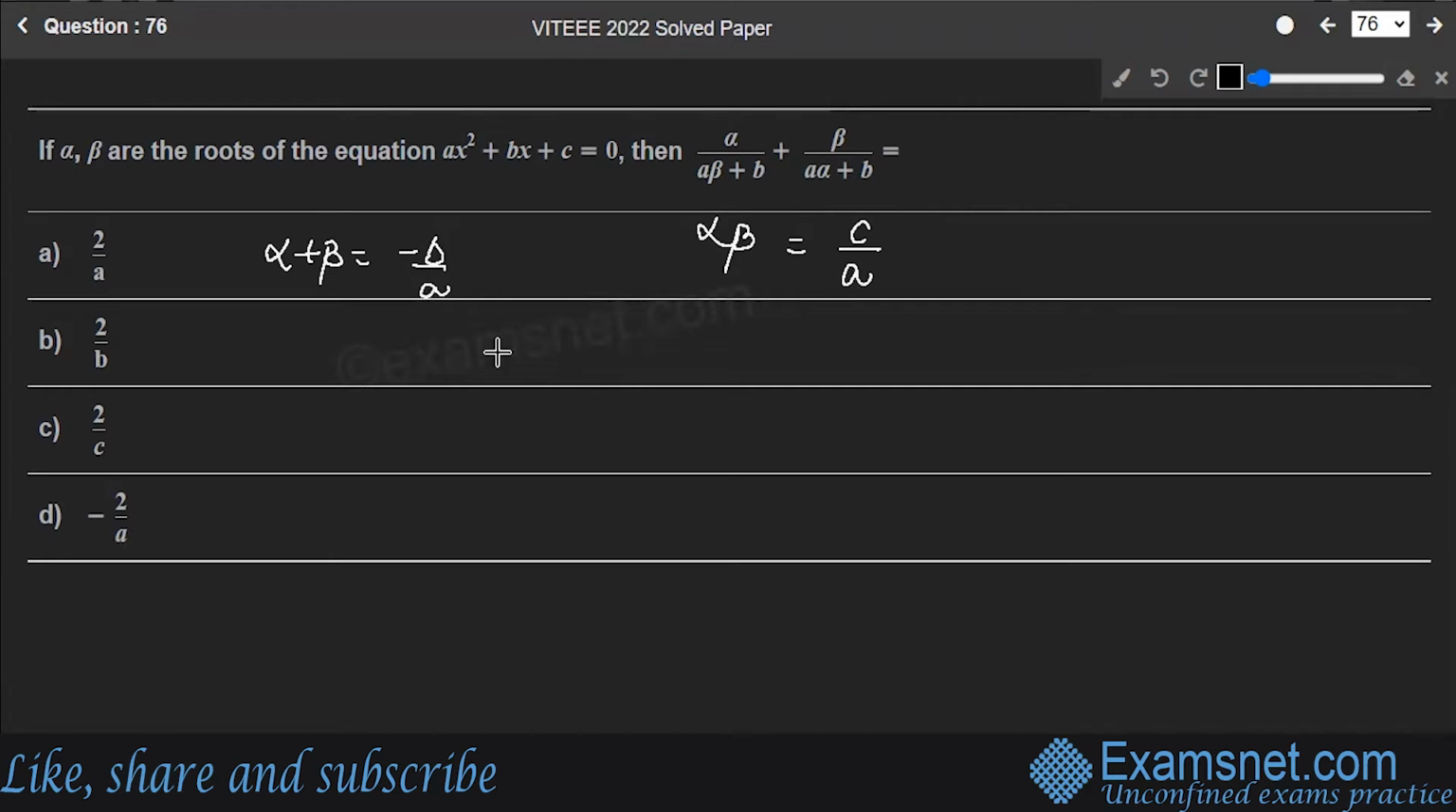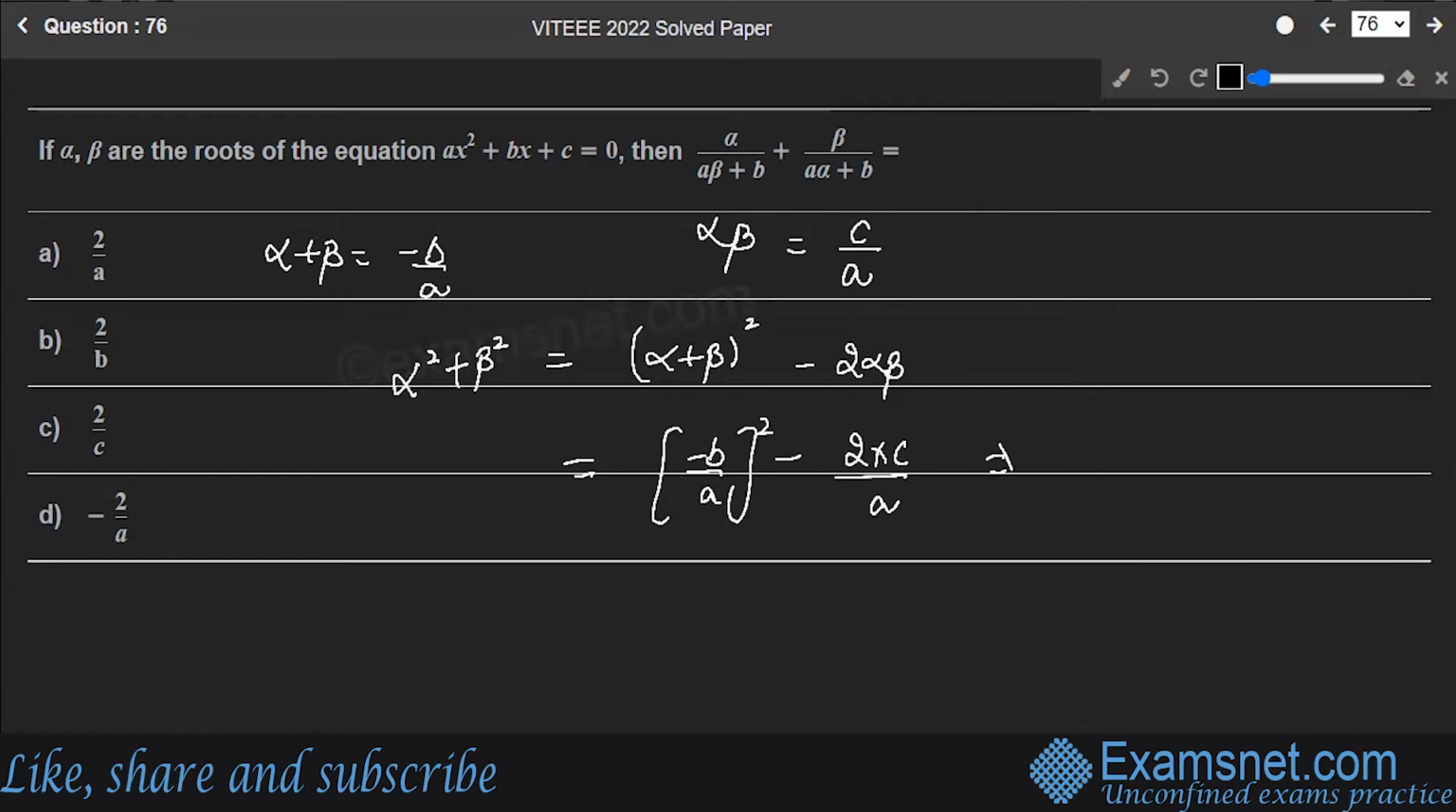Right. And see, alpha square plus beta square can be written as alpha plus beta whole square minus 2 into alpha beta. You know this thing, right? So that means minus B upon A whole square minus 2 into C upon A, which gives you B square upon A square minus 2C upon A, or this will be equal to B square minus 2AC upon A square. This is the value for alpha square plus beta square. Now you have to find out this value.